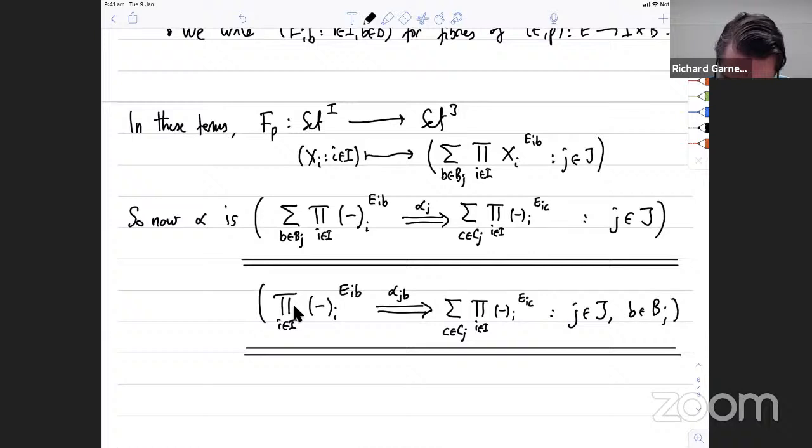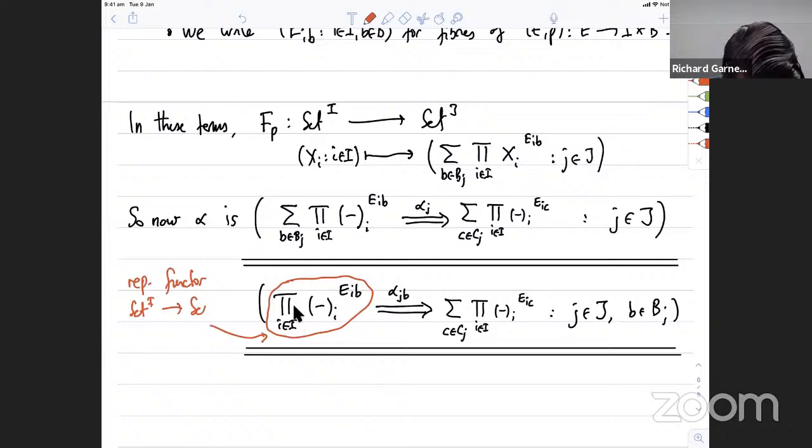Well, now we're looking at each of these things. So this is a functor from Set to the I to Set, right? And so is this. The point is, this bit here is actually representable, from Set to the I to Set, and it's represented by the family e_ib for i in I. Okay, remember b is a fixed thing here. Well, that's good because I can apply the Yoneda lemma.